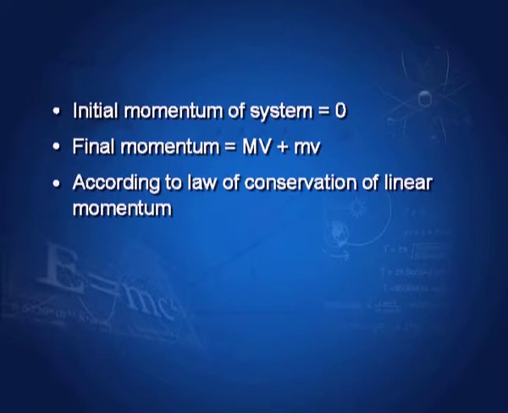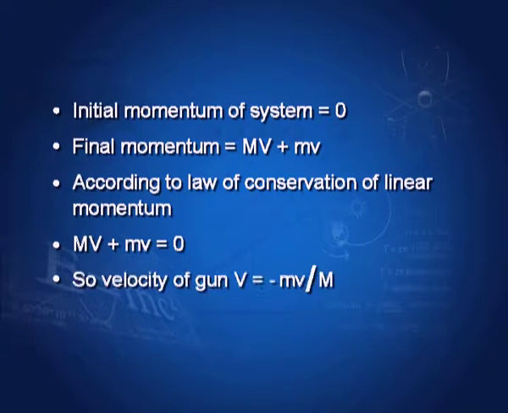According to the law of conservation of linear momentum, final momentum equals the initial momentum. So, capital M capital V plus small m small v equals 0. Transposing, we get velocity of the gun capital V equals minus small m small v divided by capital M.